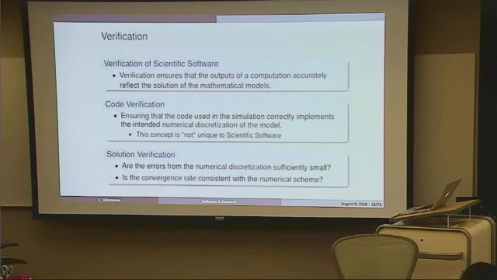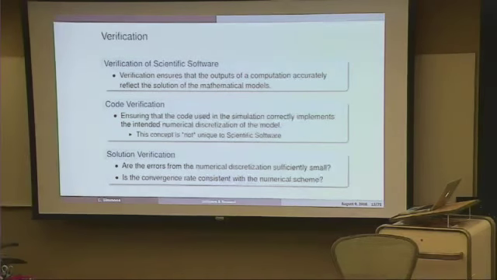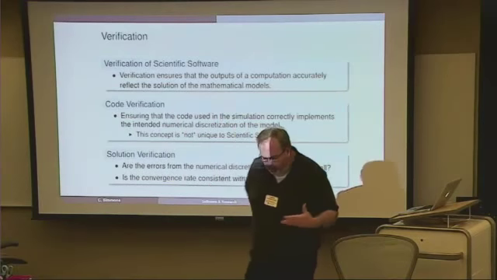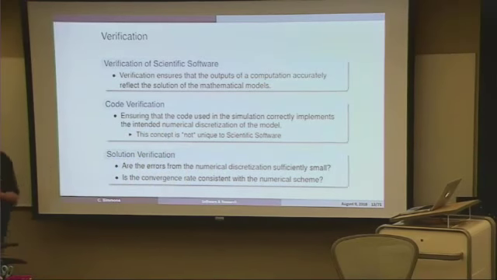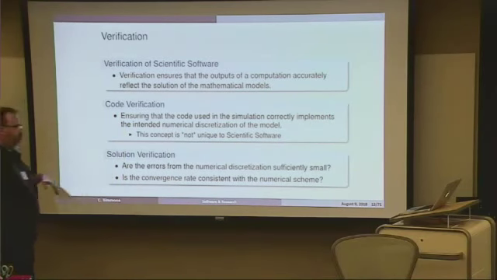All right, so in verification, there are two major classifications. There's code verification and solution verification. Now, code verification is fairly typical. It's in every type of code, every type of software. And code verification is basically making sure your code does what you want it to do. Right? In terms of scientific simulations, it's ensuring that the code used in the simulation correctly implements the correct numerical discretization of the model. Right? But if I click this checkbox, it clicks the checkbox. If I sort by weight, it sorts by weight, whatever.